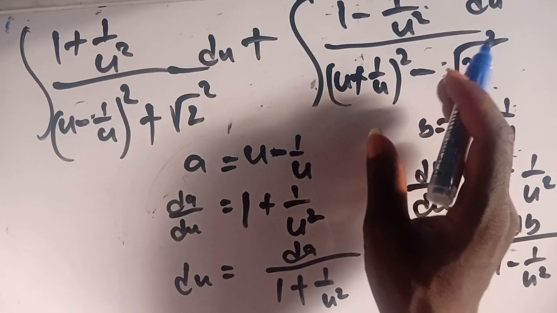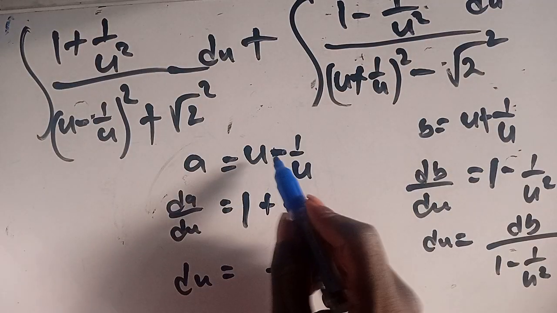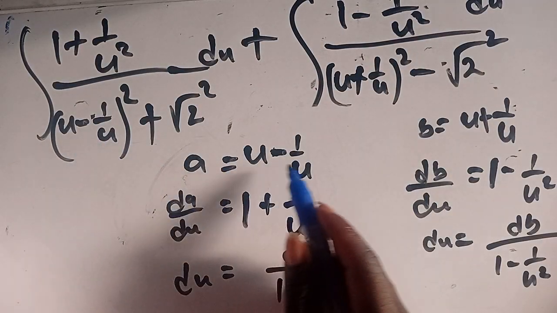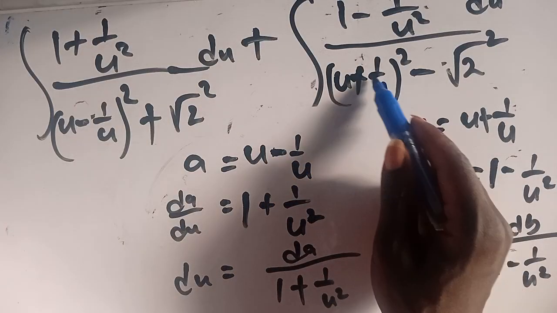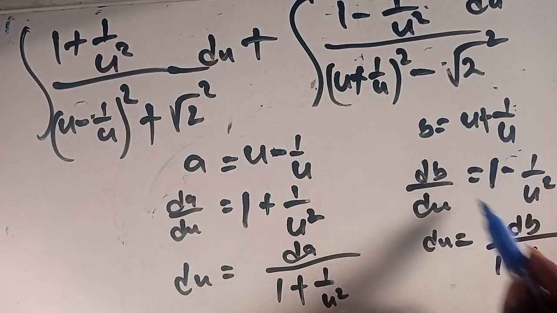I prefer to use this one for this. So our A is this inside, which is this. If you differentiate, write this in your notes, you will get this. Our B is this inside, which is this. If you differentiate, you get this.